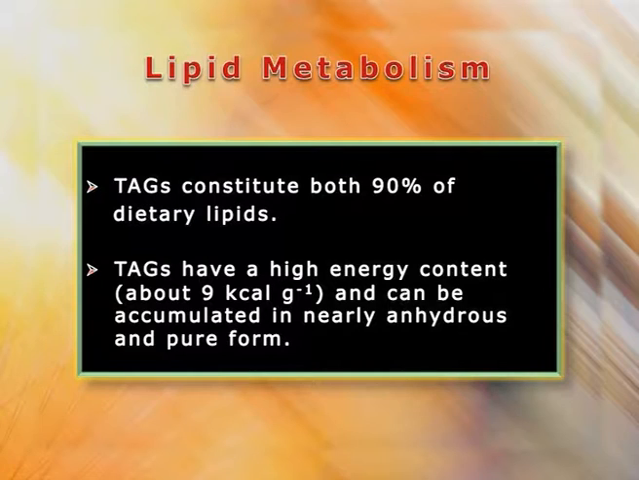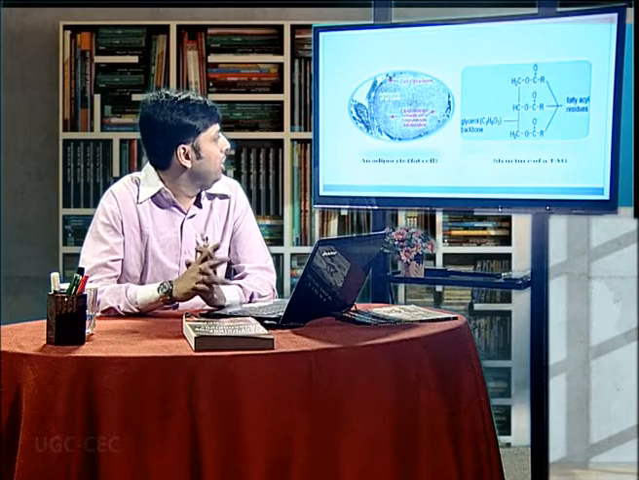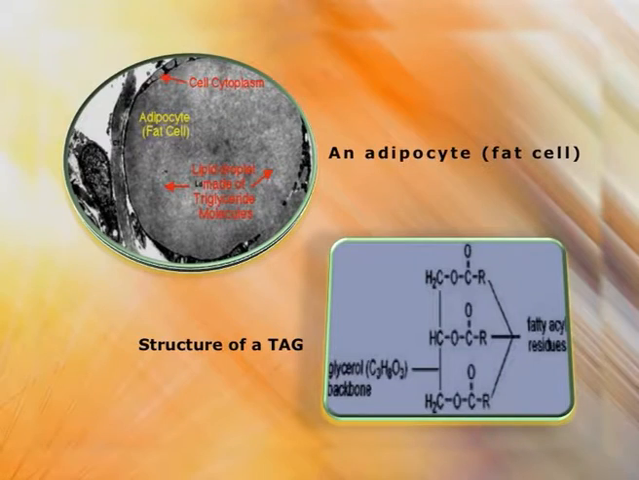Now, TAGs can be stored in the pure and anhydrous form, and they give us an energy release of about 9 kilocalories per gram. As can be shown in this slide, the TAGs are stored in the cells of the adipose tissue, which are called the adipocytes. The structure of TAG is shown in this diagram, which has a basic backbone of glycerol esterified at its 3 carbon atoms by 3 fatty acids.